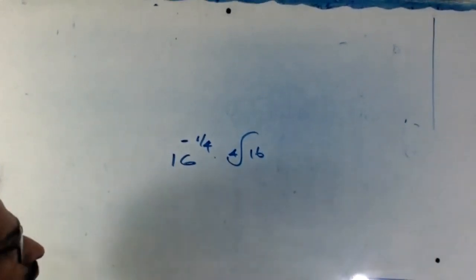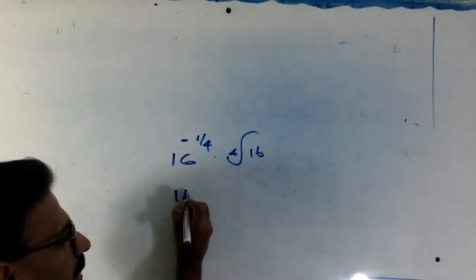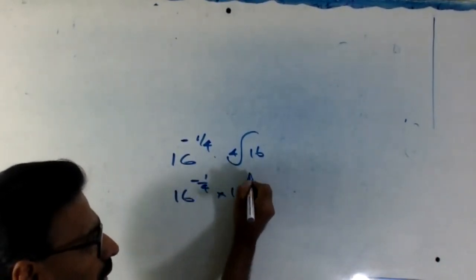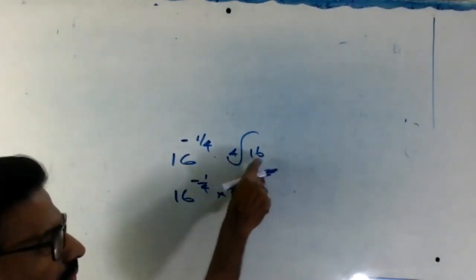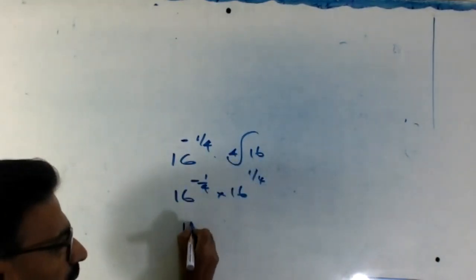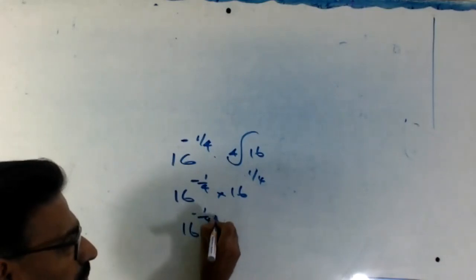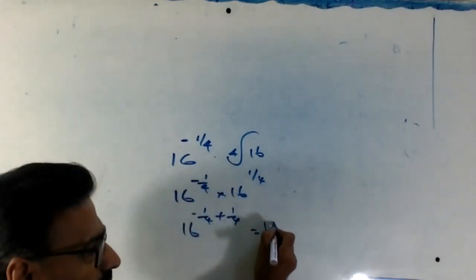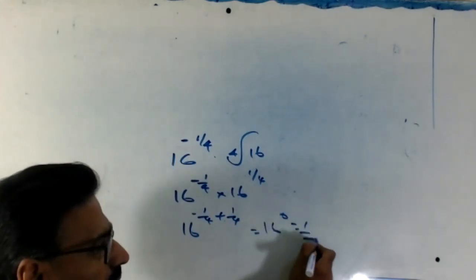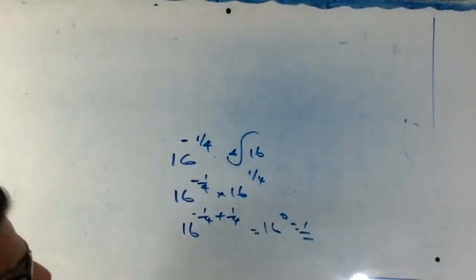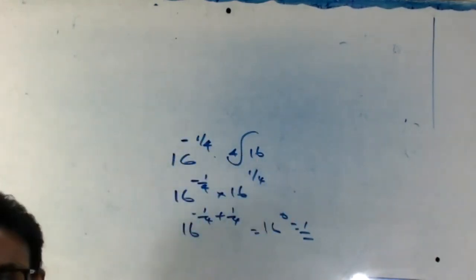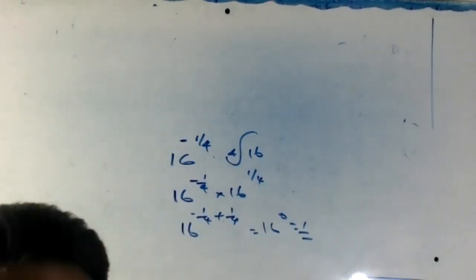Look at here. This one: 16 raised to minus 1 by 4 into 16 raised to 1 by 4. Correct or no? 16 raised to minus 1 by 4 plus 1 by 4, adding. That is 16 raised to 0, equal to what? 1. Okay. Or we can do another method, 2 raised to 4, like that we can do it. Answer is what? 1.